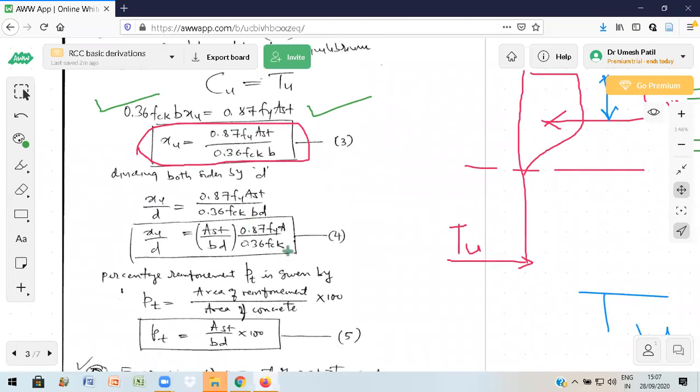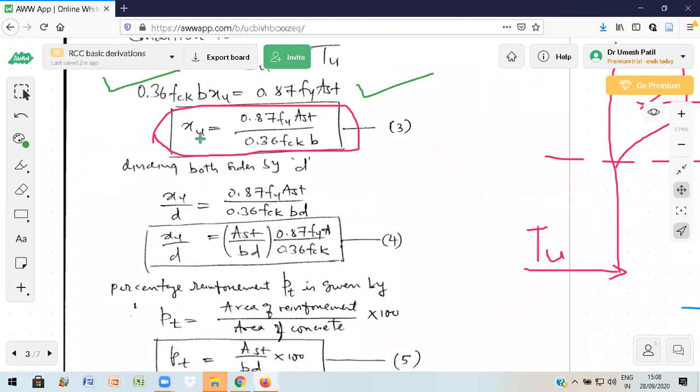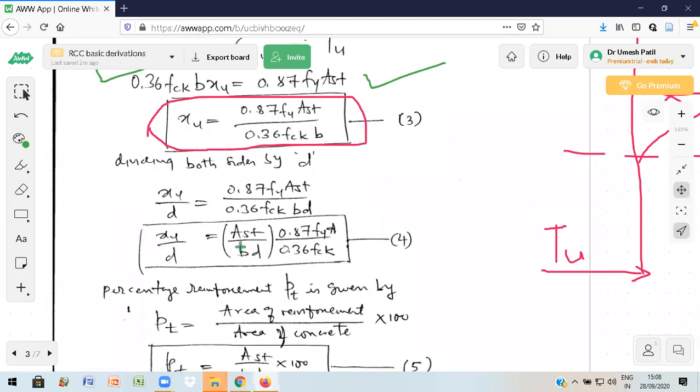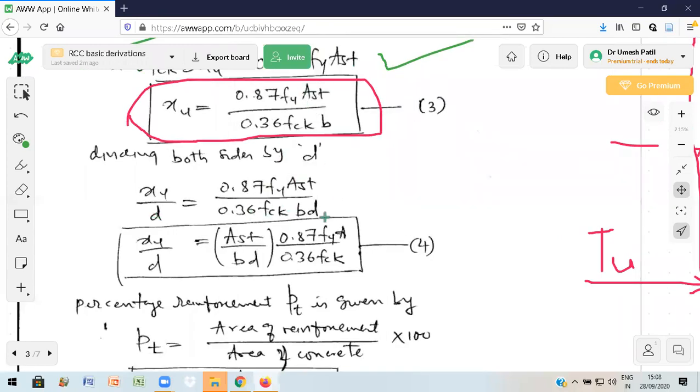Now next, one simplification is this one. See here. What I will do here is divide both sides by d. I want some calculation, I want Ast by bd. This term is defined later on. I want that one. That is why I divide this side by d, this side by d. So Xu by d is equal to this entire thing divided by d. So d has come here now.